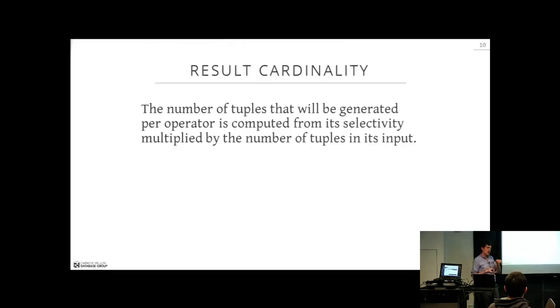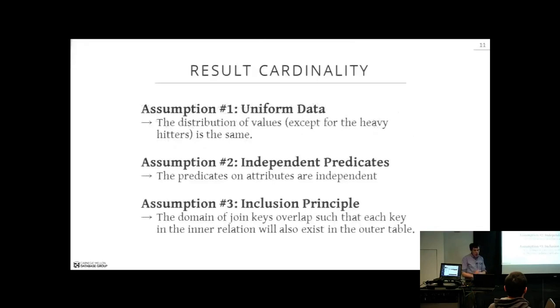So if we have the selectivity, then we can compute the result cardinality. And the cardinality is the number of tuples that we're going to generate for a particular operator based on the predicate, the access path, and the distribution of these values. Right? And this is simply just taking the selectivity and multiplying by the number of tuples that are fed into the operator. So the cardinality is really hard to get right.